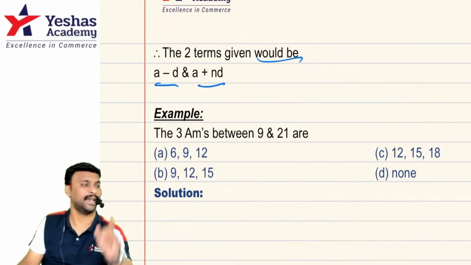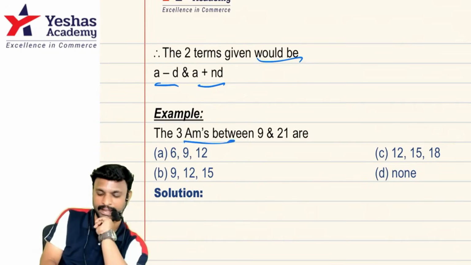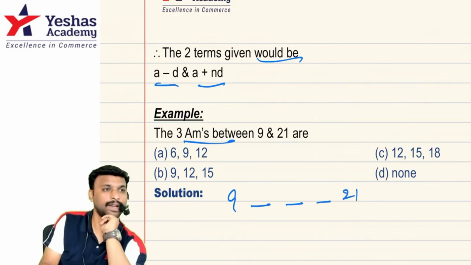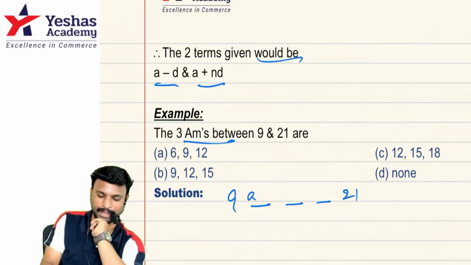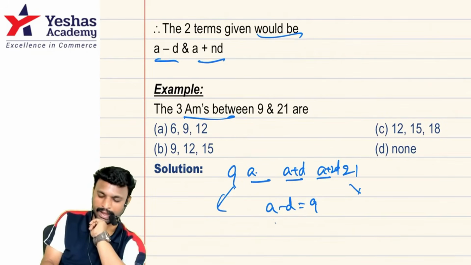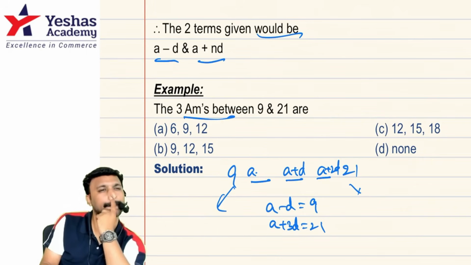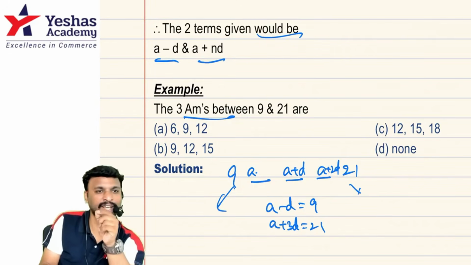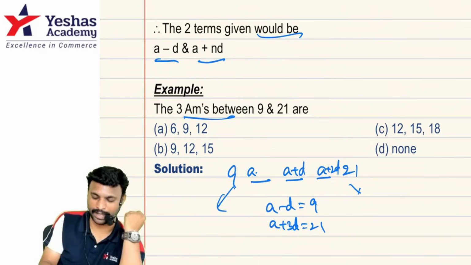So what are they asking? The three AMs between 9 and 21. What are the three AMs? A, a plus d, a plus 2d. What are the two given terms? A minus d is 9, and a plus 3d is 21. Why a plus 3d? Because there are 3 AMs, so obviously the coefficient of d in the last term will be n.